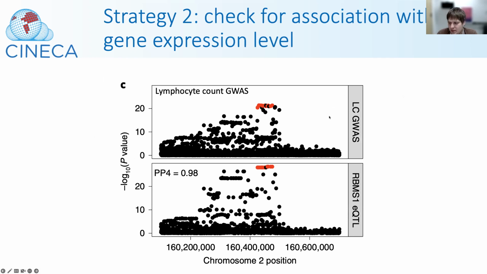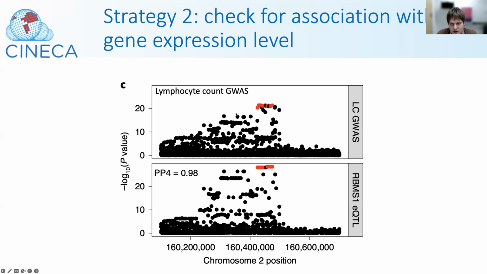So here is one example where we have a GWAS signal zoomed in for lymphocyte count on the top panel. Again, we have genetic variants on this particular region on chromosome 2 on the x-axis, and then we have the association log -10 p-values on the y-axis. And so we see a very strong signal in this region that's associated with lymphocyte count. And what we find is that the same region is also associated with the expression level of RBMS1 gene expression level in one specific cell type.